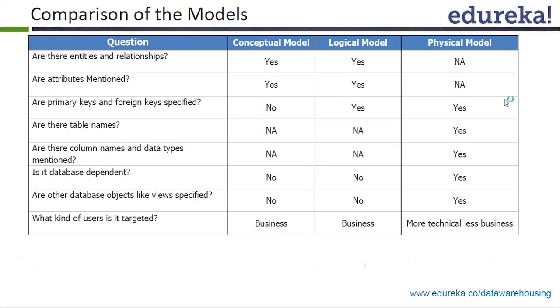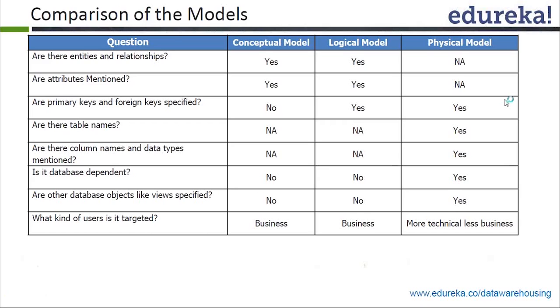Let's look at the questions on the left side and see what the answer is to each in yes or no for these different data models. So, are the entities and relationships shown in the conceptual data model? Yes, you can see the entities and relationships. In a logical data model, yes, you can see the entities and relationships. But for the physical data model, it's not applicable.